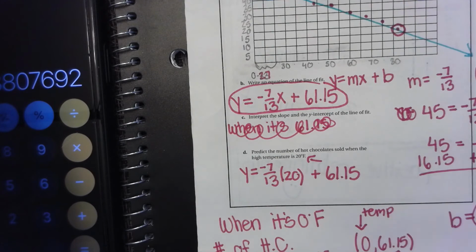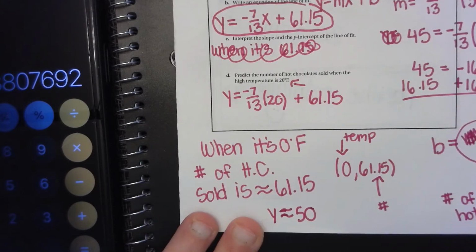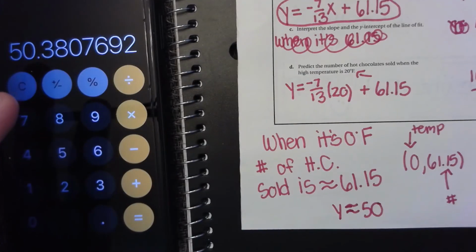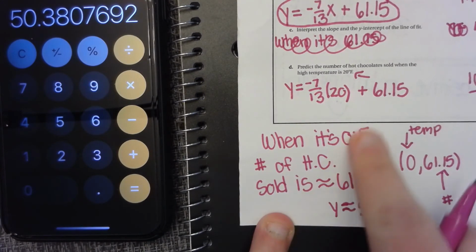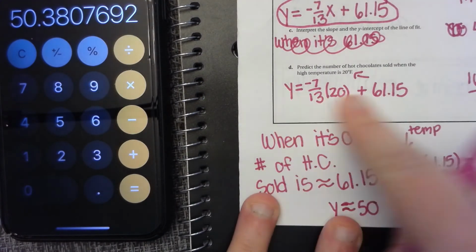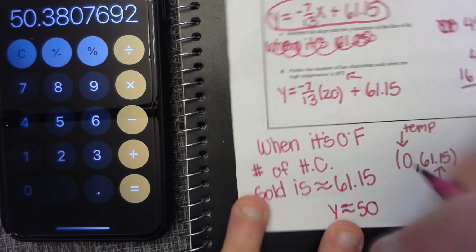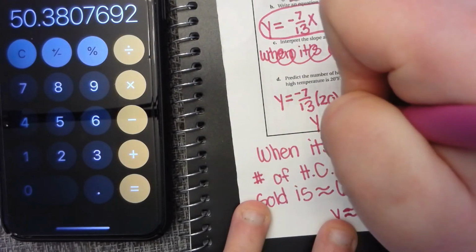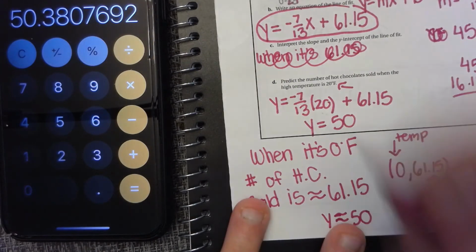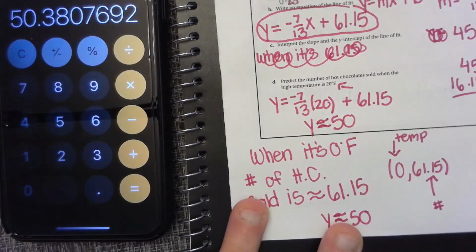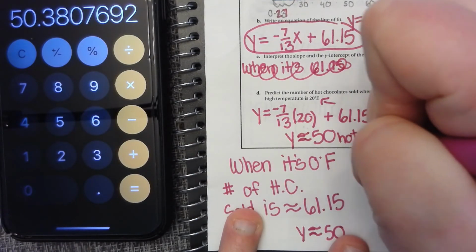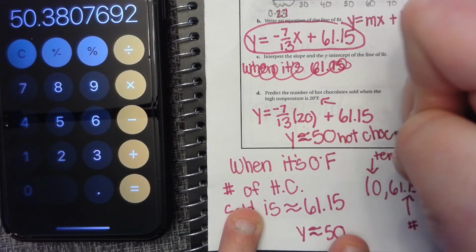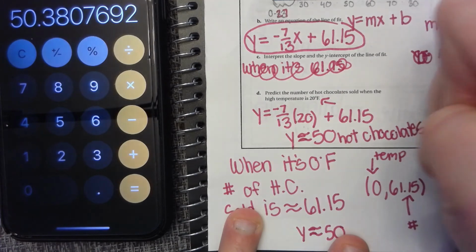You end up getting a y of about 50 hot chocolates. Sorry, you can't see my calculator. So if I solve for my y, you end up with y equals about 50. Sorry, I need to put the about sign. Y is about 50. Remember that is the number of hot chocolates.